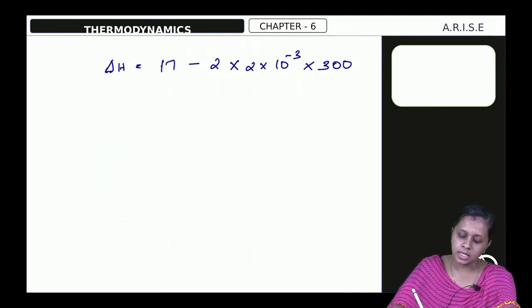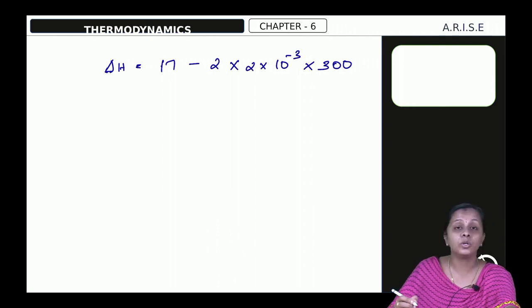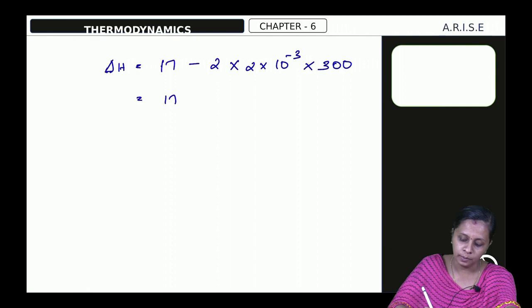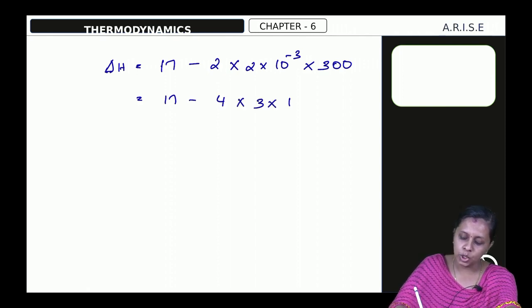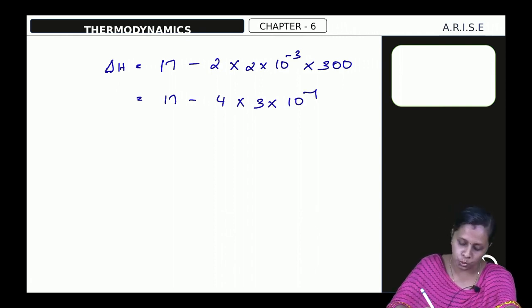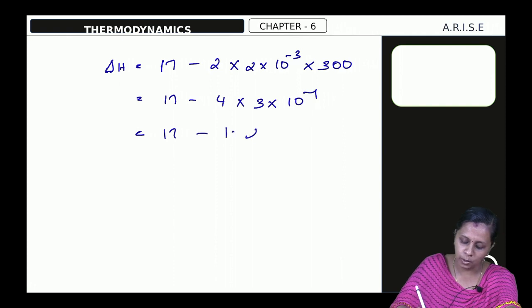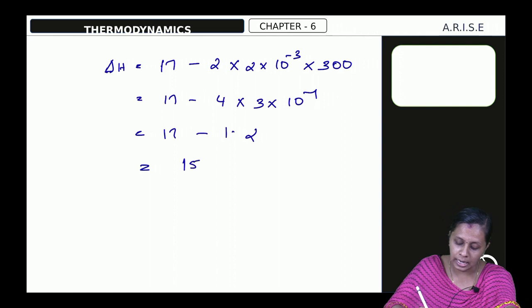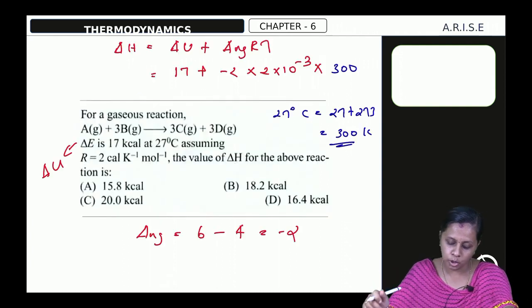So what I am doing is 10 raised to minus 3, and out of this 300 there is 100. When you multiply the 10 raised to minus 3 with that 100, it becomes what? 10 raised to minus 1. So it is 17 minus 4 into 3 into 10 raised to minus 1. 4 3s are 12 into 10 raised to minus 1, it is 1.2. So 17 minus 1.2. So what will be 17 minus 1.2? It will be 15.8. So which is the option? 15.8 kilocalories, that is option A.